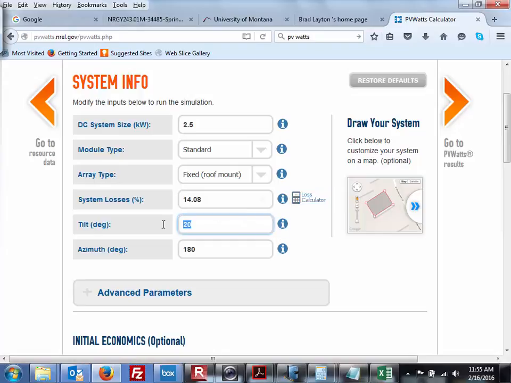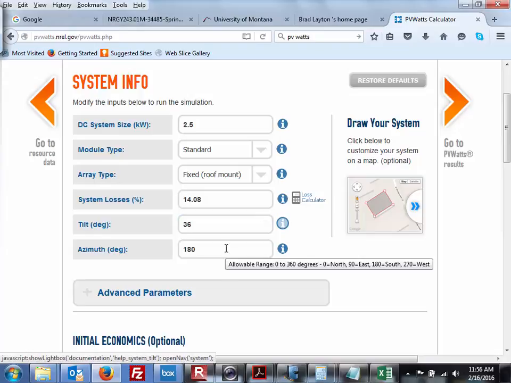Tilt: 36 degrees. That's our best. Azimuth. I think it's mostly relevant, in the northern hemisphere you point south, so it's 180. I mean, you don't want to cheat it east or west. I guess you could, but no reason to. So 180.